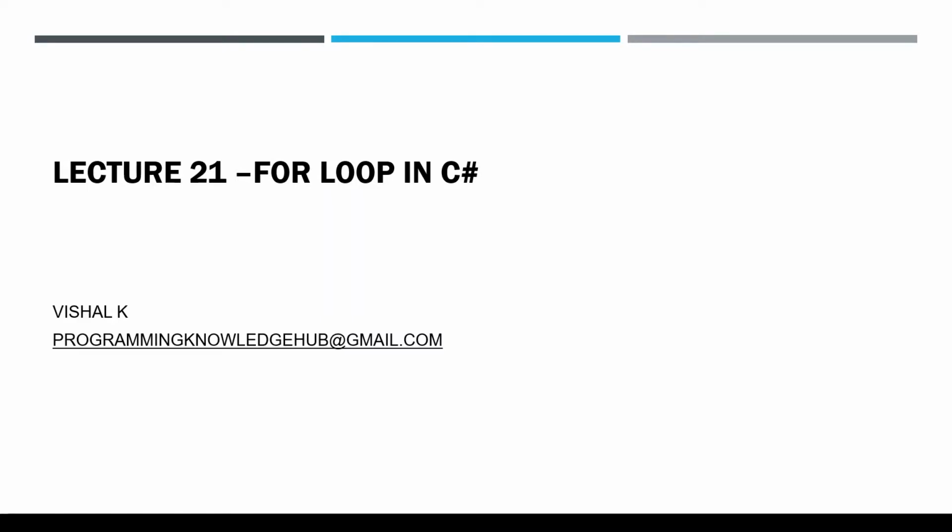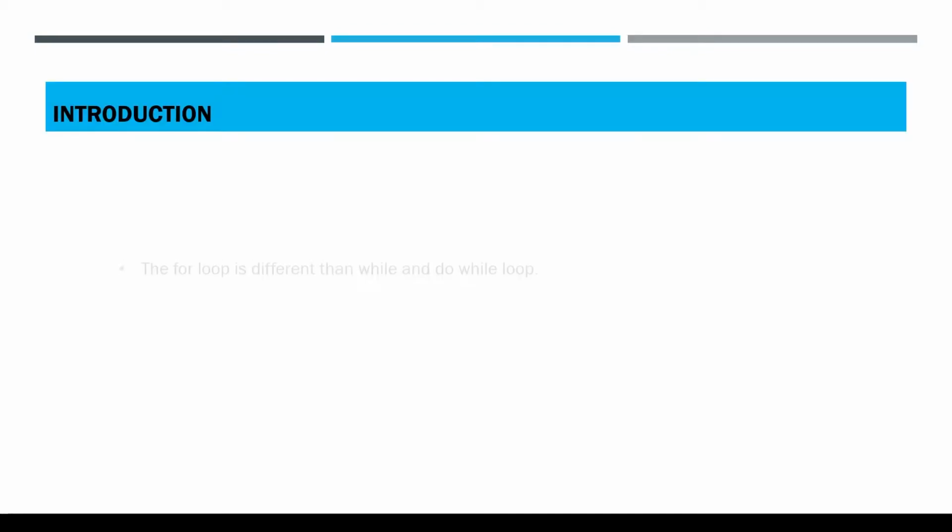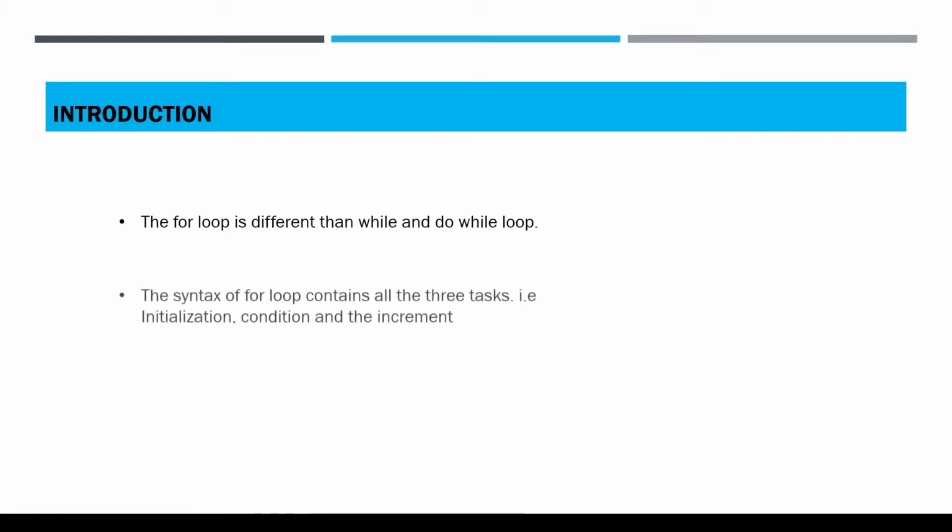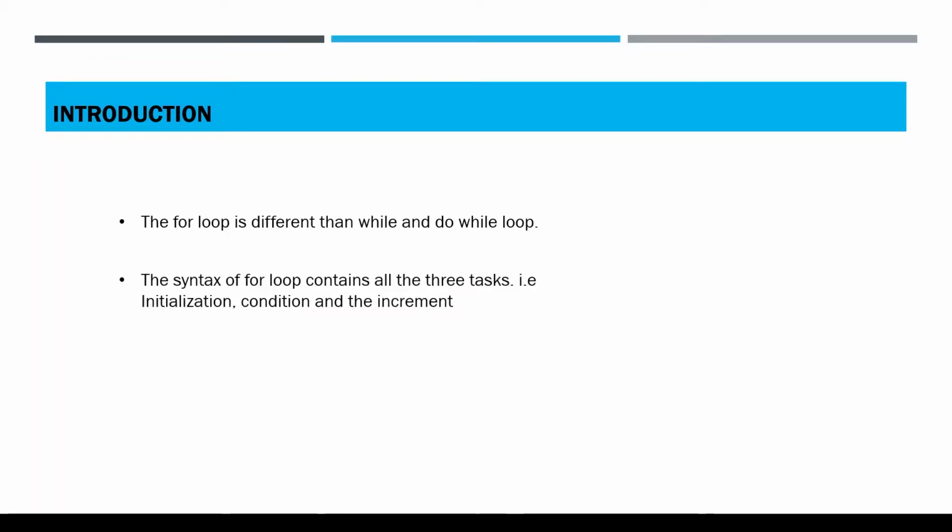My name is Vishal. In this lecture, we will learn about the for loop in C#. The for loop is different than while and the do while loop. The syntax of the for loop contains all the three tasks, that is the initialization, condition and the increment. The for loop is preferred by developers than while or do while loop.